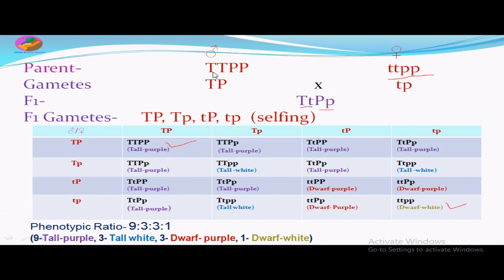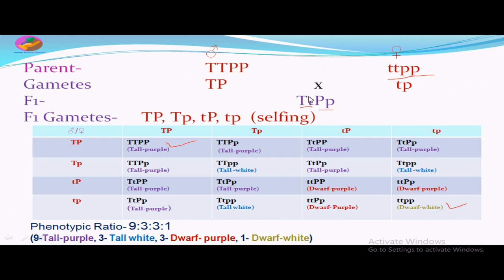These two parents: capital T, capital T, capital P, capital P, and this is small t, small t, small p, small p. So these two are homozygous parents. This one is no doubt the dominant parent, and this is the recessive parent. So they will give rise to their gametes, capital T capital P, and this is small t small p. So these two gametes will give rise to the F1 offspring after their crossing. So the F1 offspring is heterozygous.